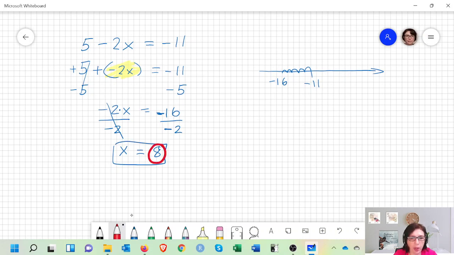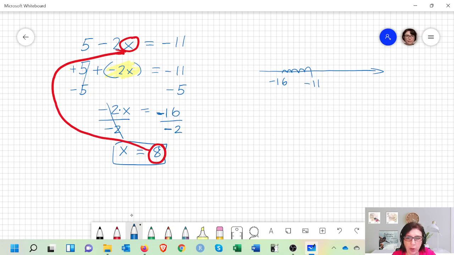So how do I know that that's true? Okay, so I need to plug that back in here for x. All right, so let's go ahead and do our check. We do have to check every time. So I'm going to plug it in. And remember, when you plug it in, we have to put the plugged-in number in parentheses. Otherwise, it looks like 28, which is not right. It's 2 times 8, right? So this is really multiplication. So we've got 5 minus 2 times 8, that's 16. Is that negative 11? Yes or no?